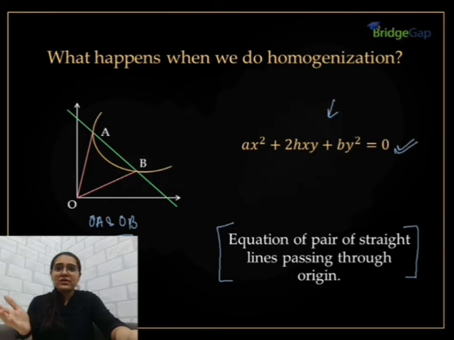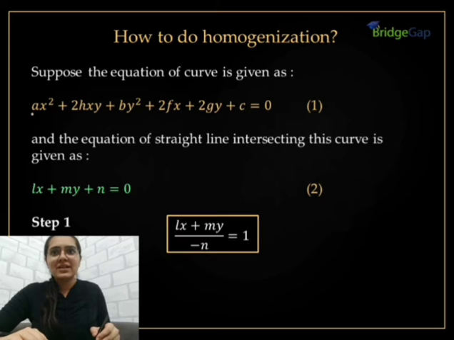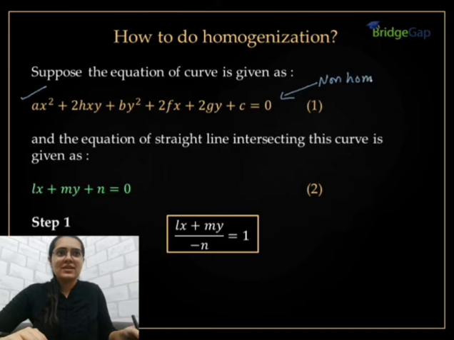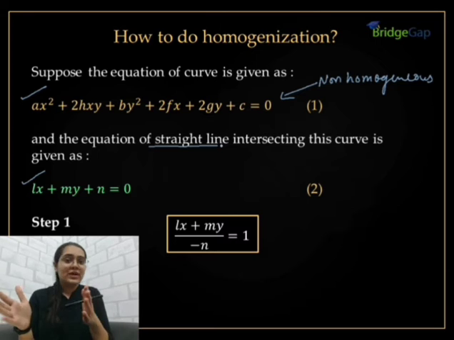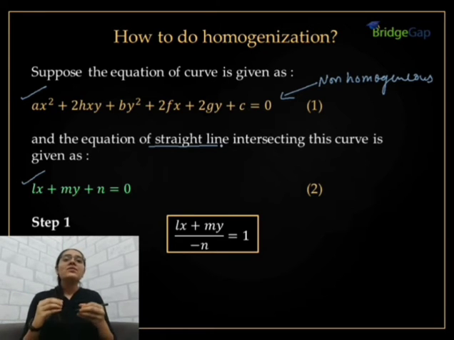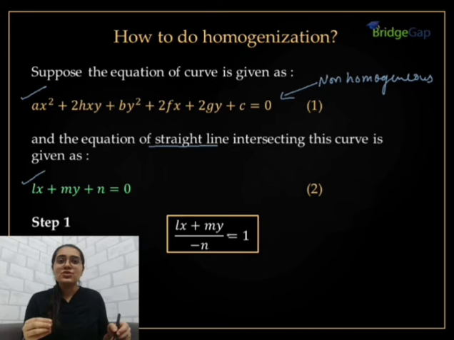And how do we do it? We homogenize the non-homogeneous equation of the curve and we get the homogeneous equation. Suppose the equation of the curve is given as this: ax square plus 2hxy plus by square plus 2fx plus 2gy plus c equal to 0. This is our non-homogeneous equation, right? And this is our equation of the straight line intersecting this curve, and it is intersecting the curve at 2 points as we saw in the figure. Now what will be our step 1? Step 1 is to find the value of 1 using equation 2.